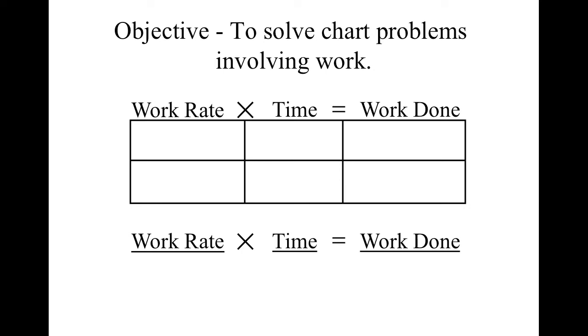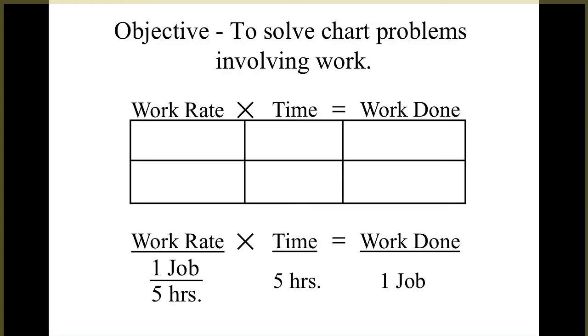So let's look at if I do one job and it takes me 5 hours, my rate of work would be one job per every 5 hours. So if I multiply that work rate times the amount of time that I do, you can see how I can get one job. If I use my dimensional analysis, put this all over 1, my 5's cancel out, my hours cancel out, and what I'm left with is one job.